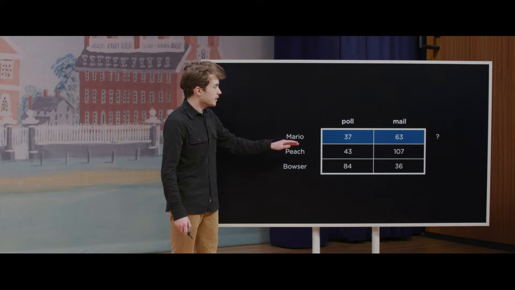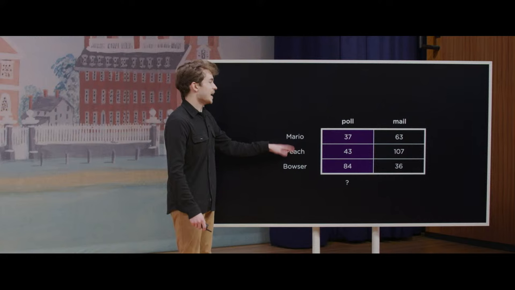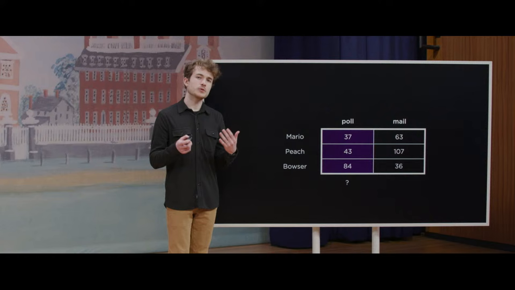And then if we wanted to find the total number of votes we received at the poll or in the mail, we would sum up each value in these columns here. So notice how we're saying for each candidate or for each column, we want to sum up those votes. We could probably use a for loop to accomplish this same task now. Let's go back to R and see how this could work.